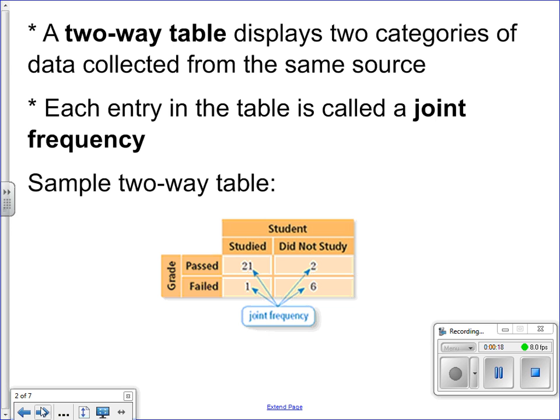All right, now a two-way table displays two categories of data collected from the same source. Each entry in the table is called a joint frequency. So we can see an example of a two-way table here. It's giving us the students and the grades, the ones who studied and did not study, one set of data, and also the ones that passed and failed. Each entry, so we have 4 entries here, are called the joint frequencies.